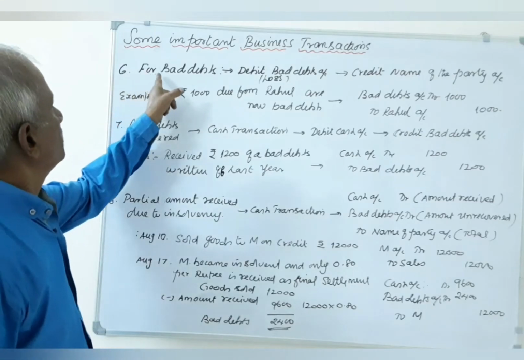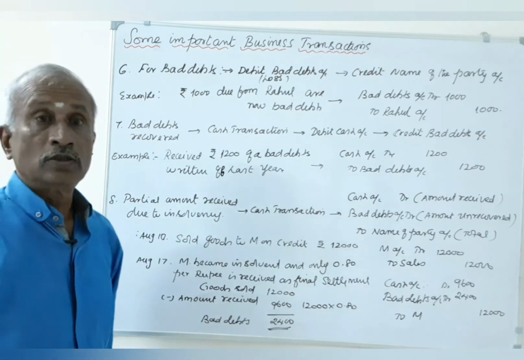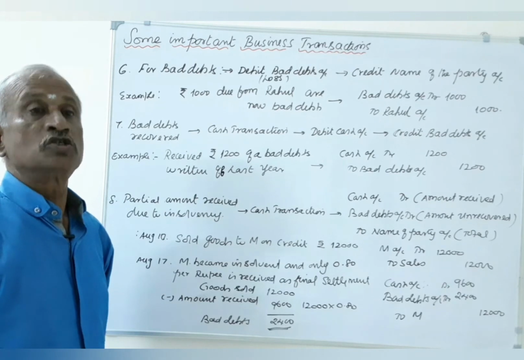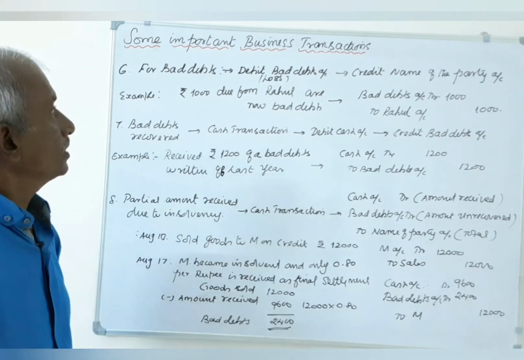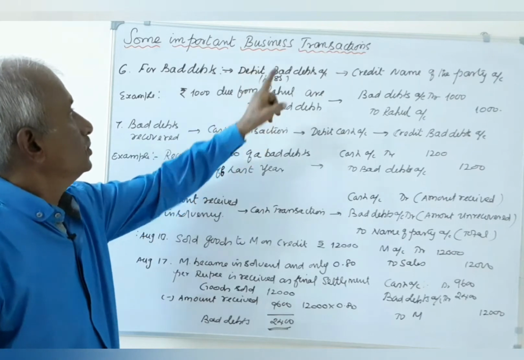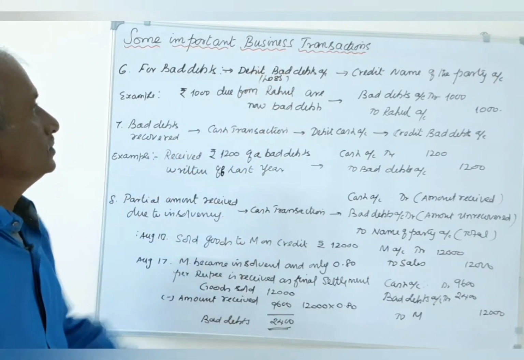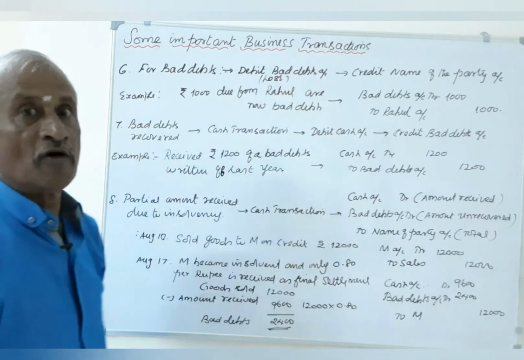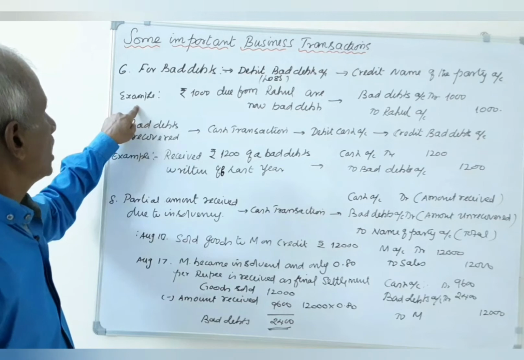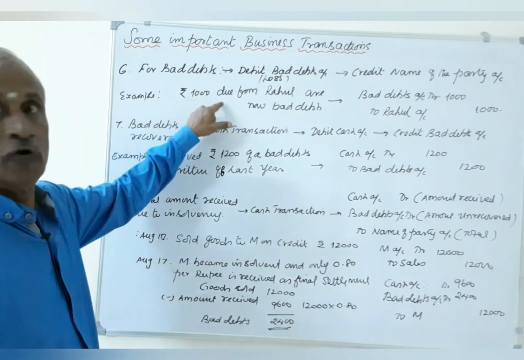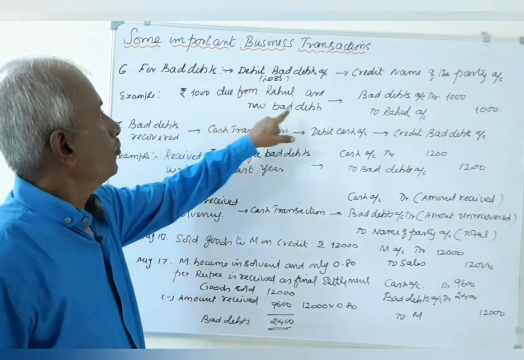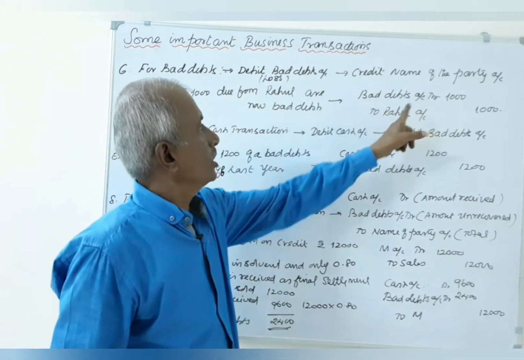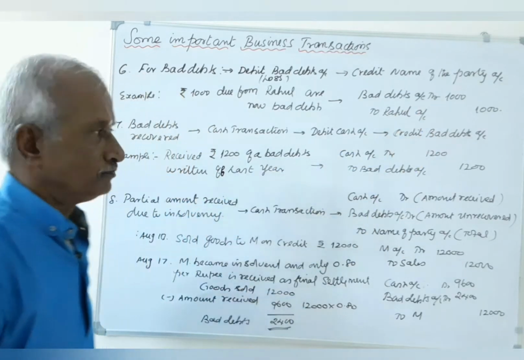Next, bad debts. The debts which cannot be realized at all is called bad debts. So it is a loss. Debit bad debts account, credit name of the party account. So the journal entry is bad debts account debtor to name of the party. Let's see an example. Rupees 1,000 due from Rahul are now bad debts. Bad debts account debtor 1,000 to Rahul account 1,000.